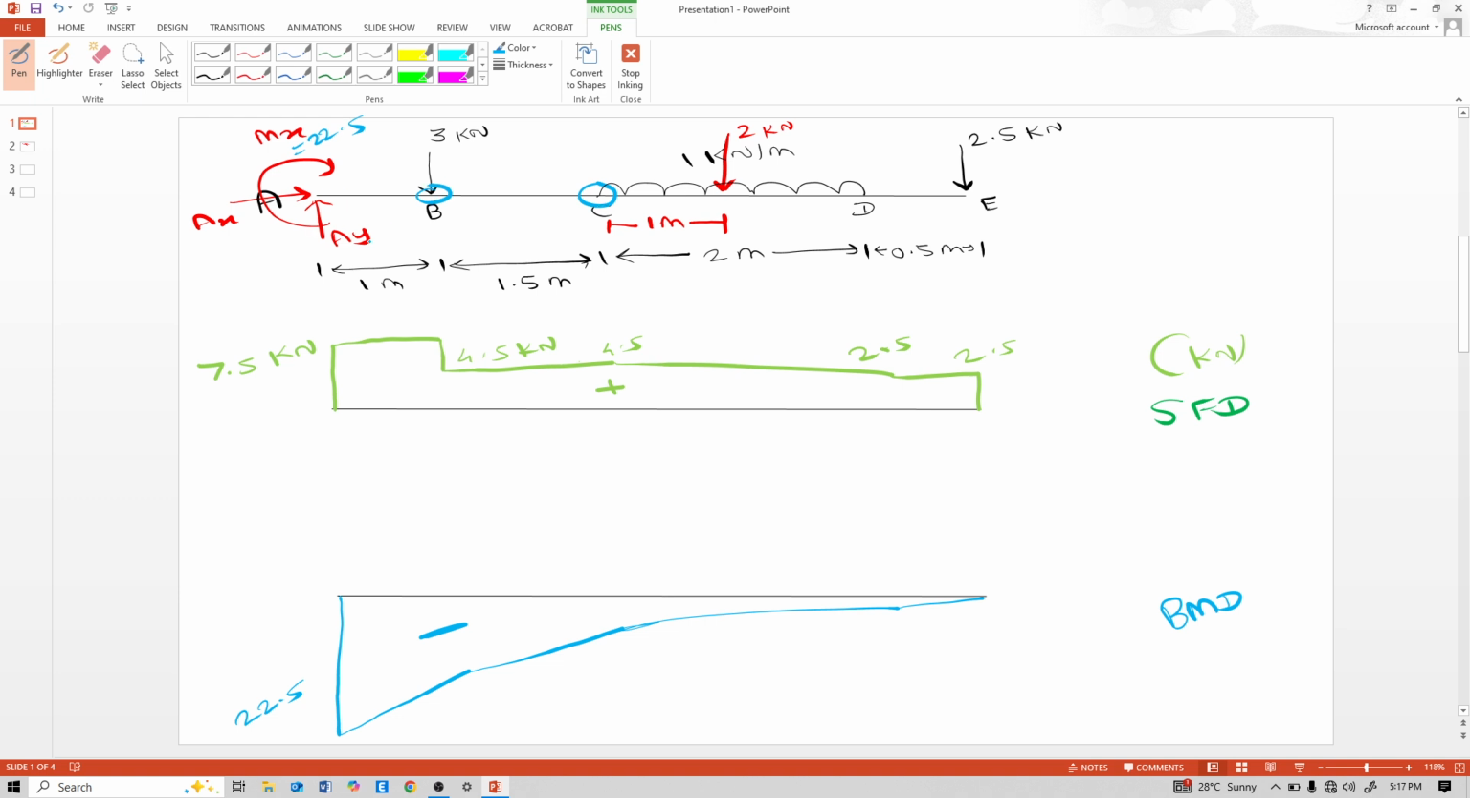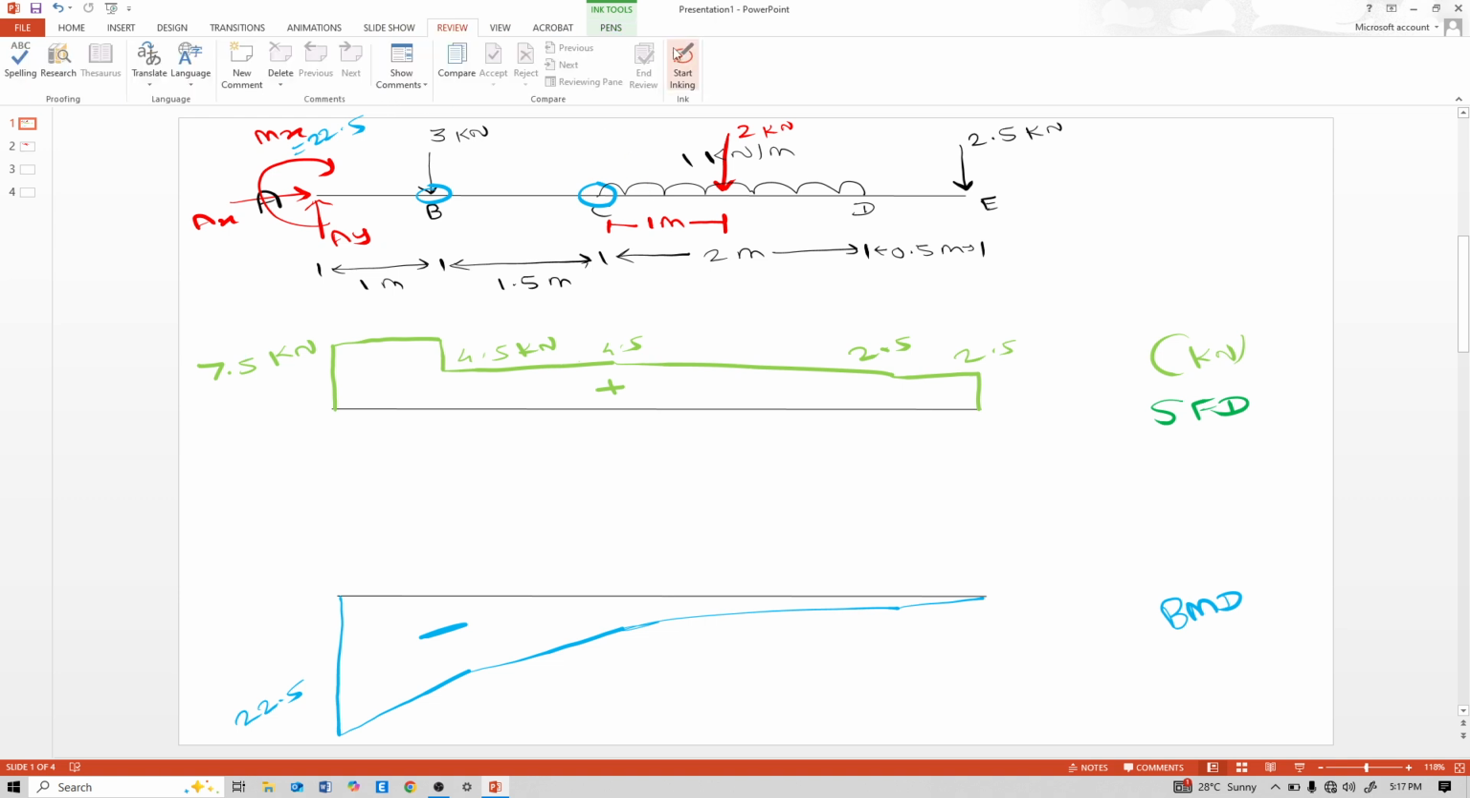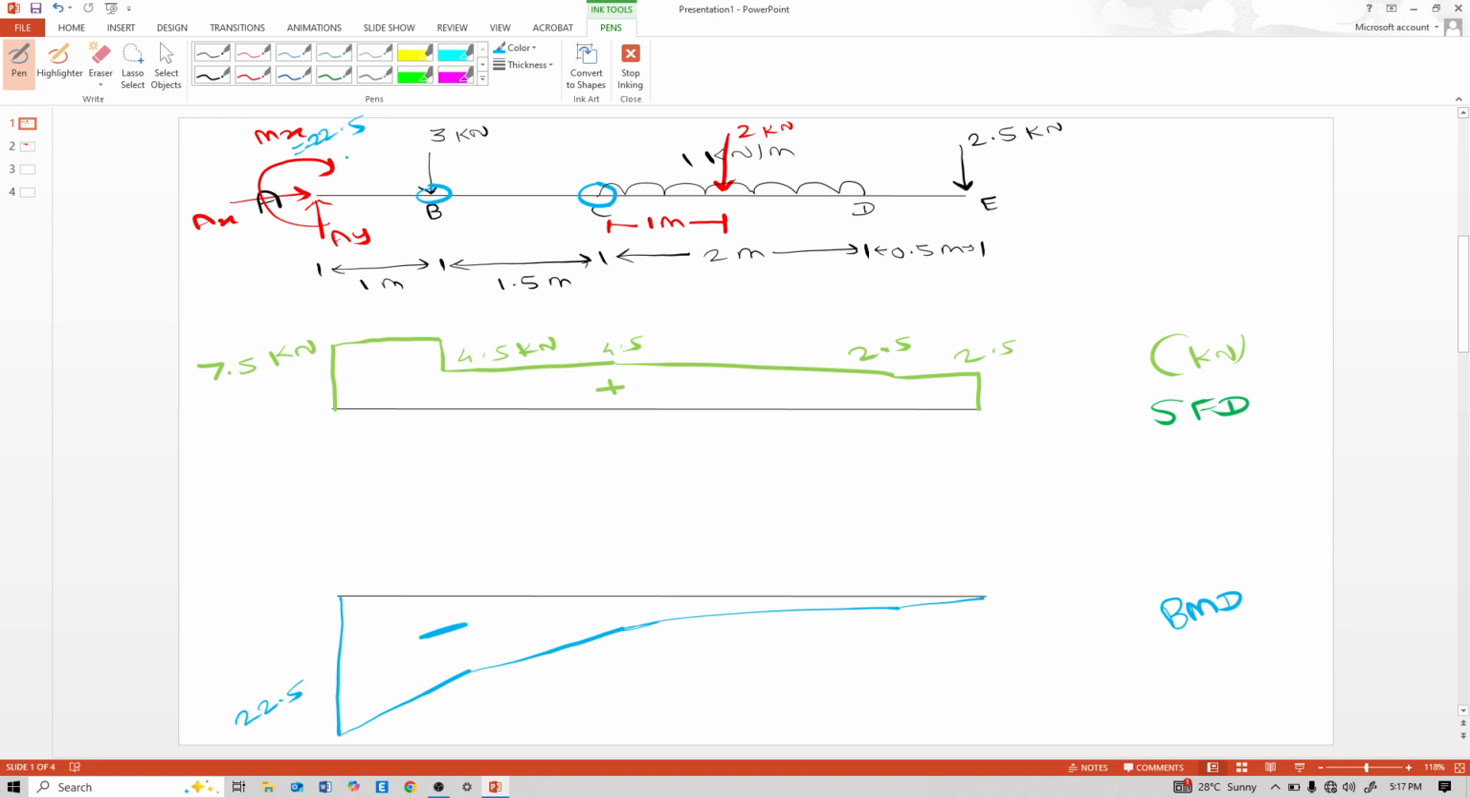Ay is clockwise positive. Ay is 7.5 into 1 plus 22.5. This is clockwise, but the value is minus 22.5. So positive 7.5 into 1 minus 22.5 is minus 15. Here 15.